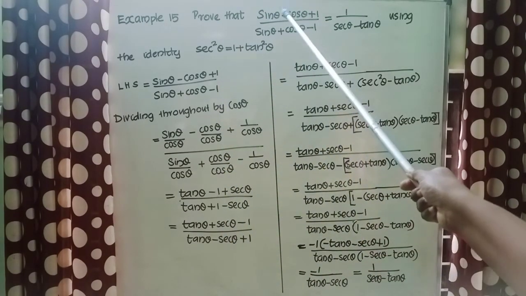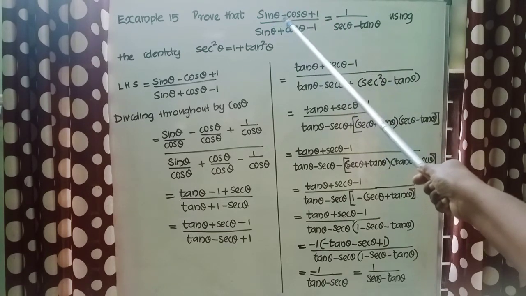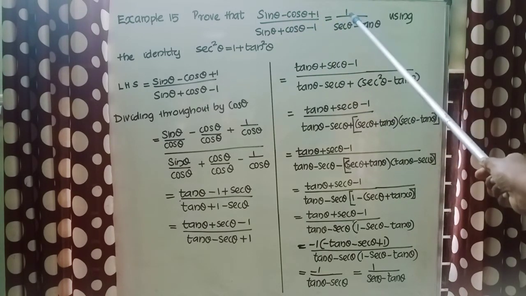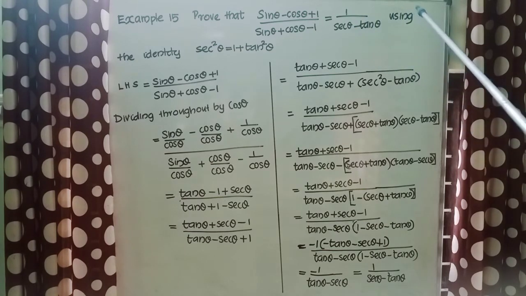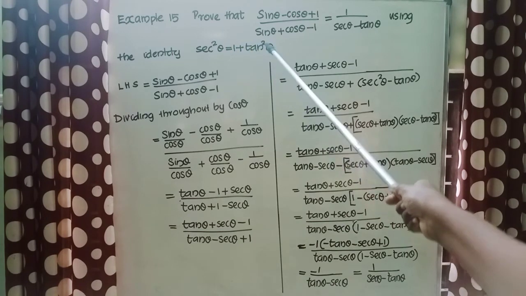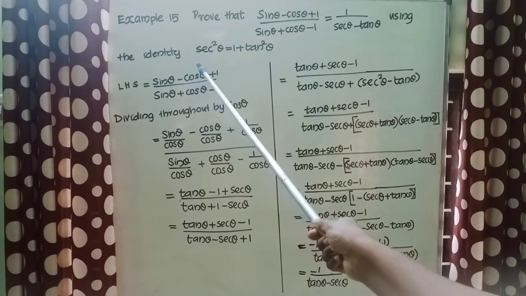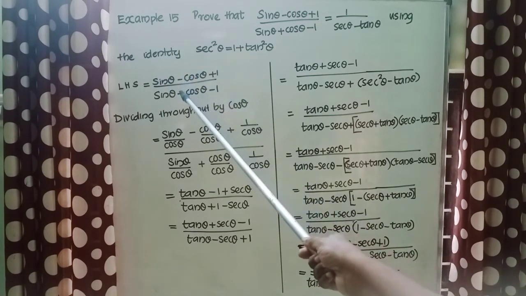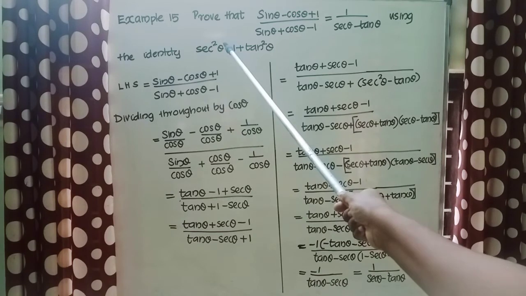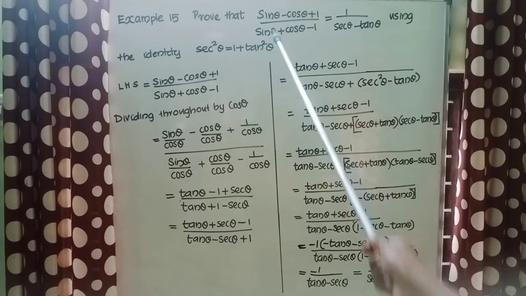Prove that (sin theta minus cos theta plus 1) whole divided by (sin theta plus cos theta minus 1) equal to 1 by (sec theta minus tan theta) using the identity sec square theta equal to 1 plus tan square theta. Here the LHS is (sin theta minus cos theta plus 1) whole divided by (sin theta plus cos theta minus 1). Here we need to use the identity sec square theta equal to 1 plus tan square theta.